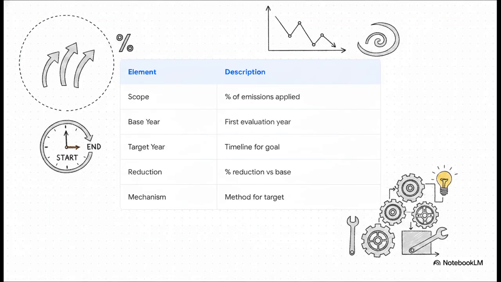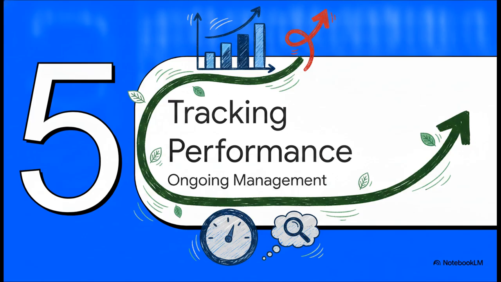The standard outlines a mandatory no-excuses checklist for compliance. You need to disclose the scope, meaning what percentage of your total emissions does this target actually apply to. You need a clearly defined base year for comparison, a target year for your finish line, the specific reduction percentage you are aiming for, and finally, the actual mechanisms you are going to use to get there. Skipping any one of these elements turns a serious strategy into a corporate daydream, and that simply doesn't fly under these standards.